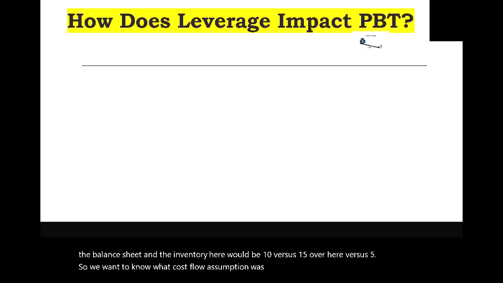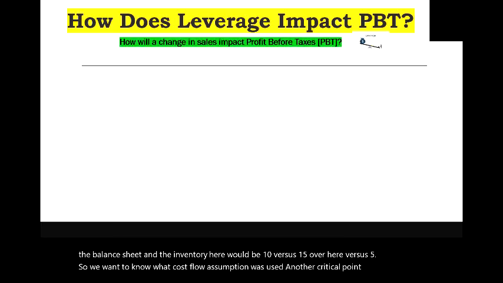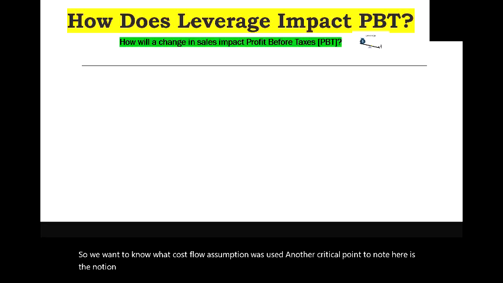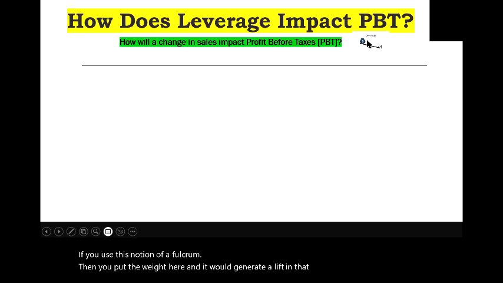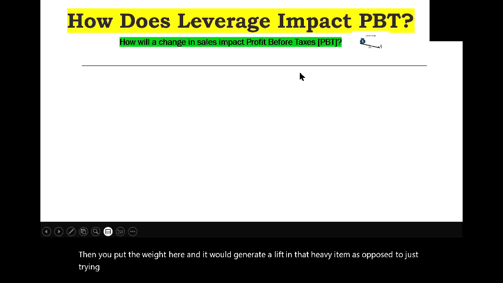Another critical point to note here is the notion of leverage. Leverage here would be illustrated by you trying to lift a heavy item. If you use this notion of a fulcrum, then you put the weight here and it would generate a lift in that heavy item, as opposed to just trying to lift it by itself.